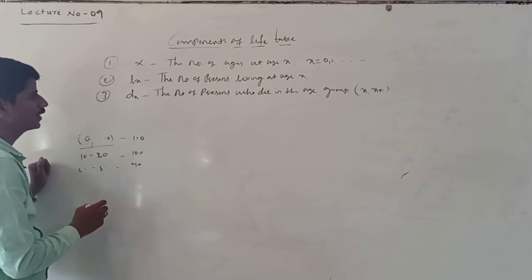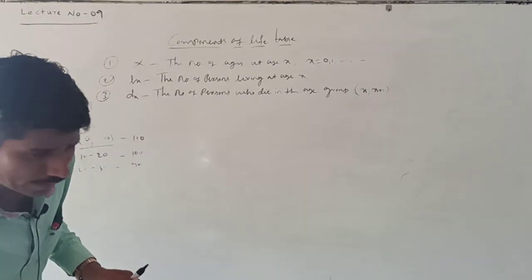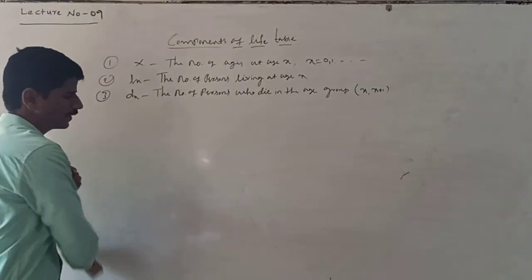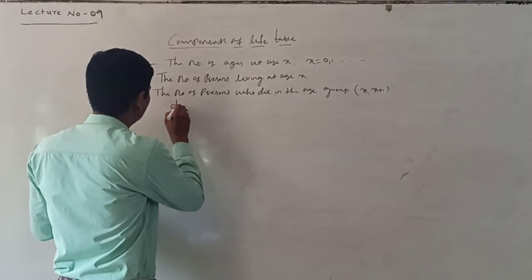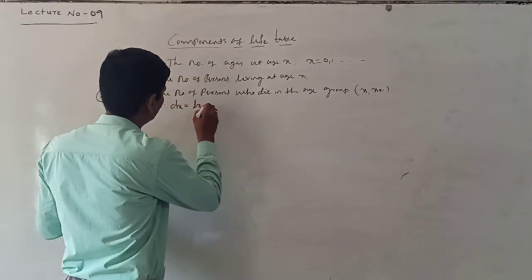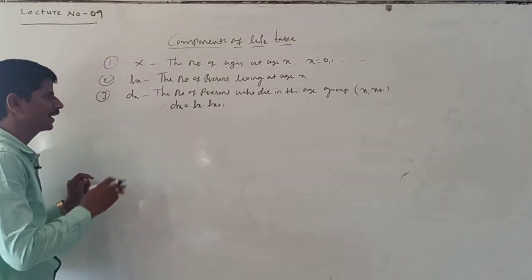Here the number of persons who died in the age group x to x plus 1 is dx. Then dx can be calculated as lx minus lx plus 1. Therefore dx equals lx minus lx plus 1.